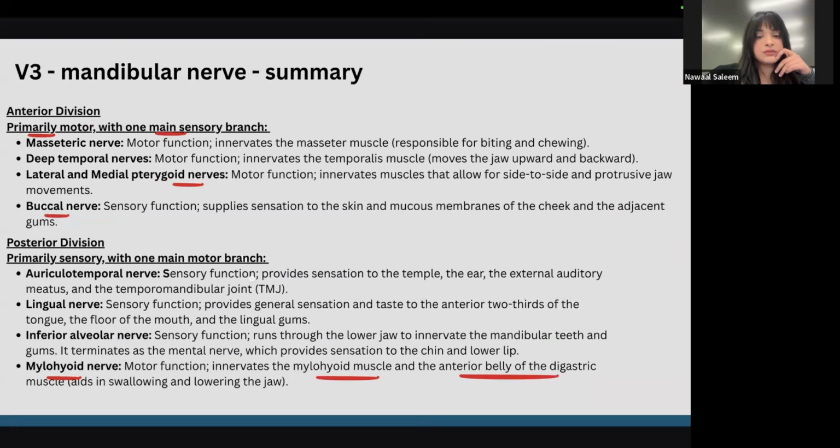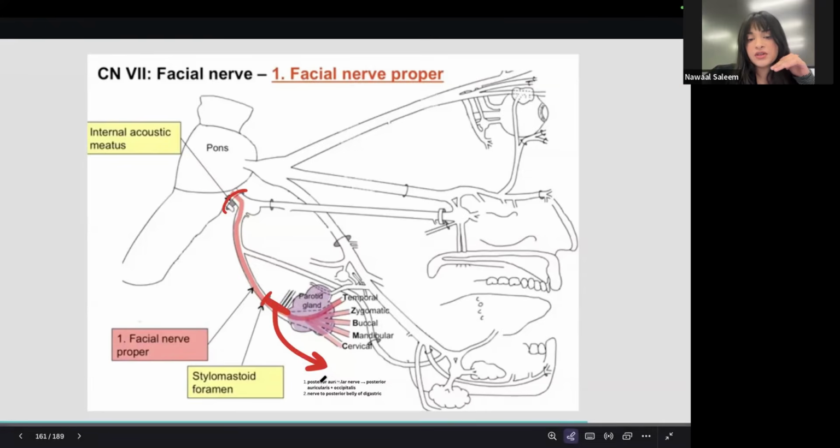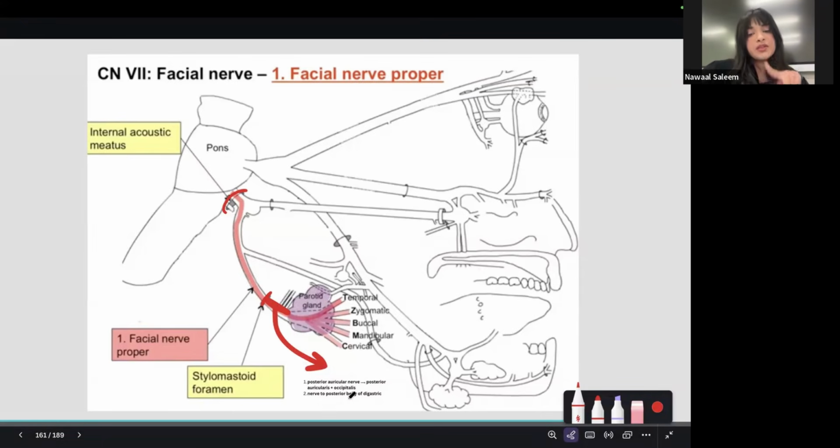Before we look at what canal this is, I want you to know that between the stylomastoid foramen, where it exits the skull, and the parotid gland, the facial nerve gives off the posterior auricular nerve, which supplies the posterior auricularis and occipitalis, and the nerve to the posterior belly of the digastric. Okay, and then it goes to the parotid gland.